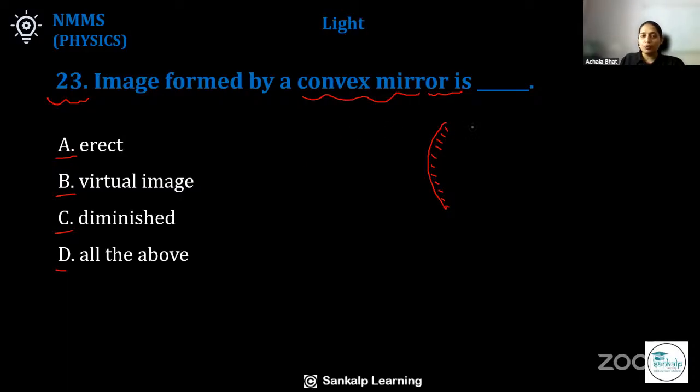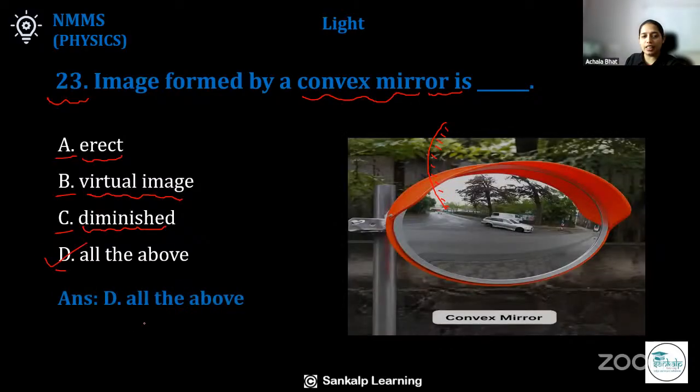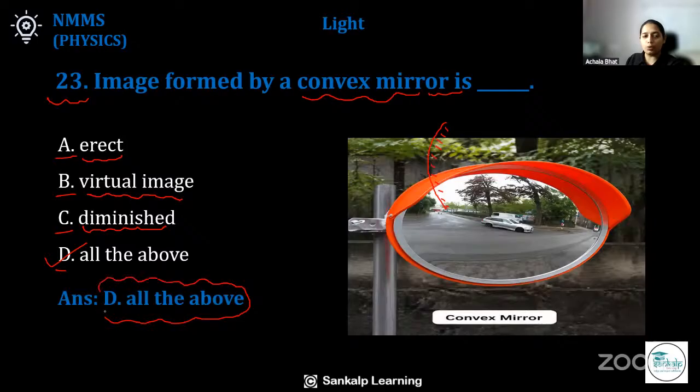In the case of a convex mirror, what happens here? No light rays are converging, which means no real images are formed. So the formed image is virtual. Yes, it is erect, and yes, diminished, small in size compared to the object. Therefore, option D is correct, all the above. The image formed by a convex mirror is erect, virtual, and diminished.